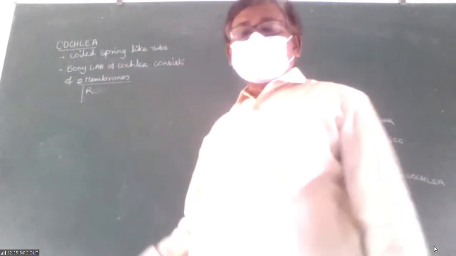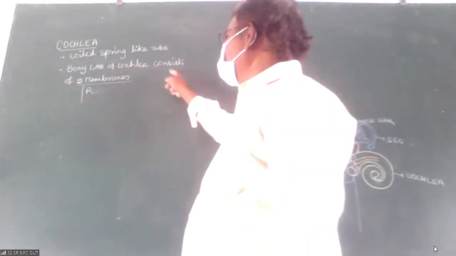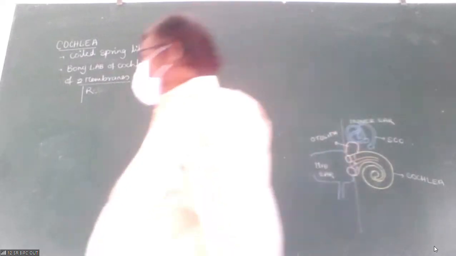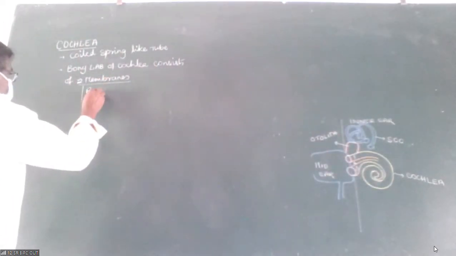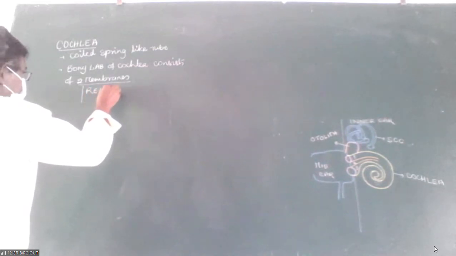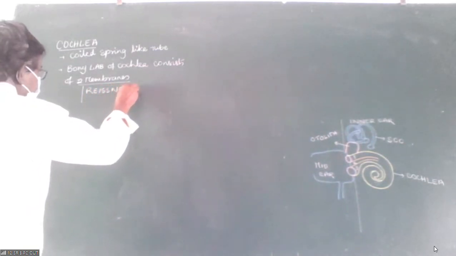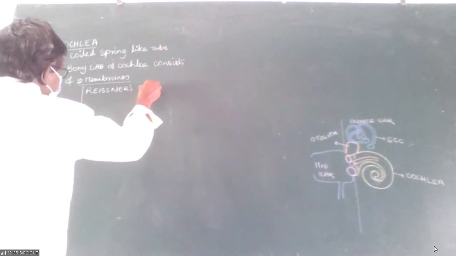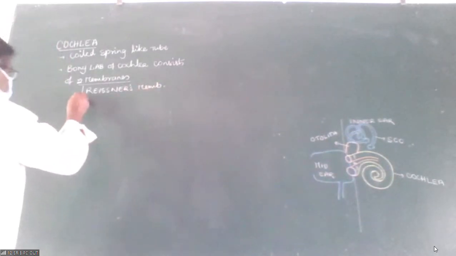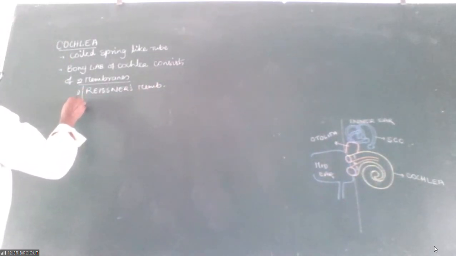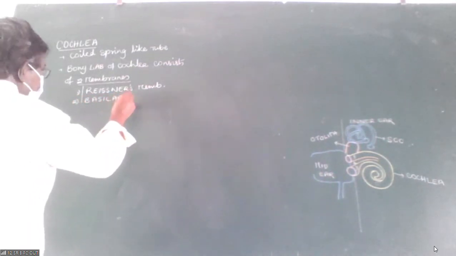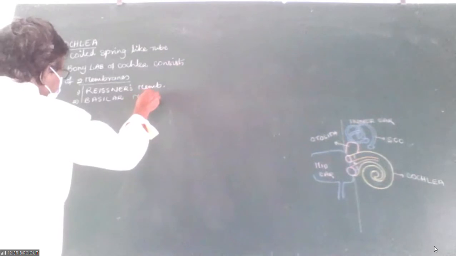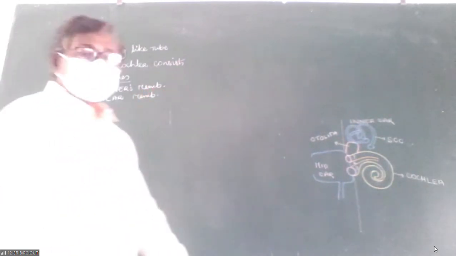Yes, so the bony labyrinth of the cochlea consists of two membranes, and the names of the two membranes: one is called Reisner's membrane, and the second one is called basilar membrane. Reisner's membrane and basilar membrane.